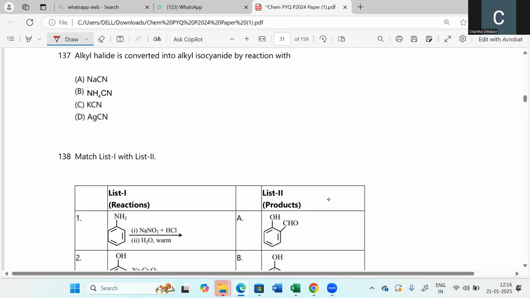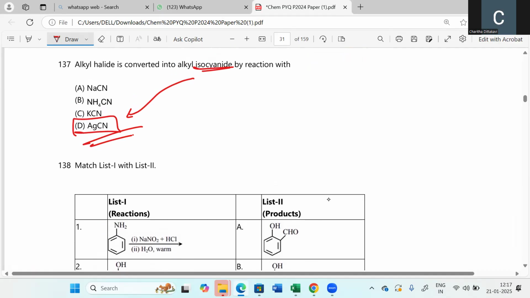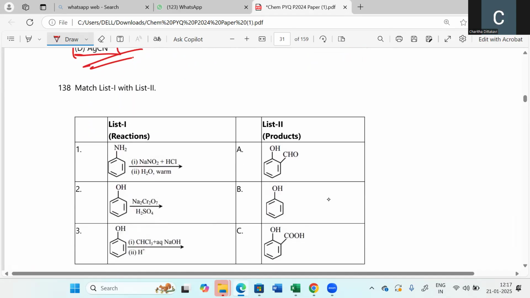Next, alkyl halide is converted into alkyl isocyanide. You all remember that in the presence of AgCN, silver cyanide will give you the isocyanide conversions. Remember that. NaCN and all will give cyanide. NH4CN, KCN, everything will give you cyanide, but only AgCN will give you the isocyanides here.